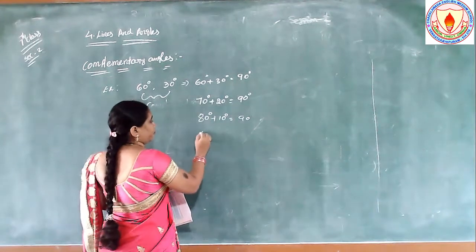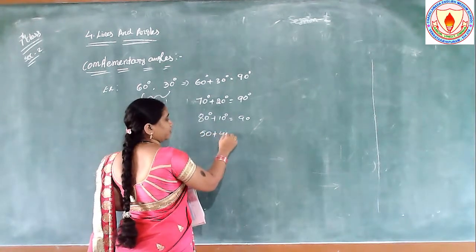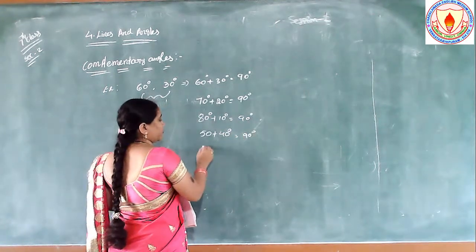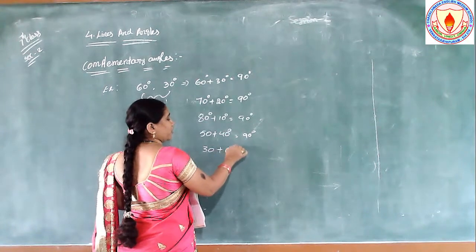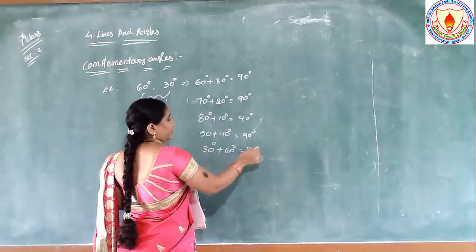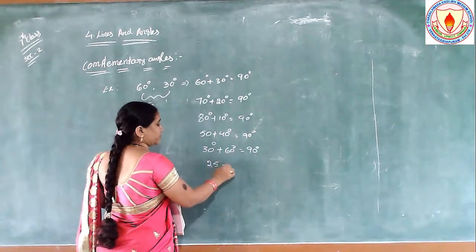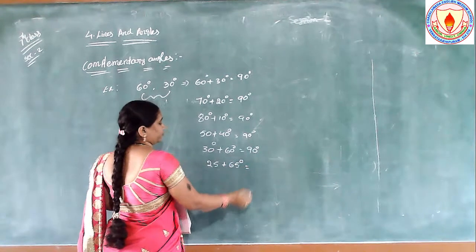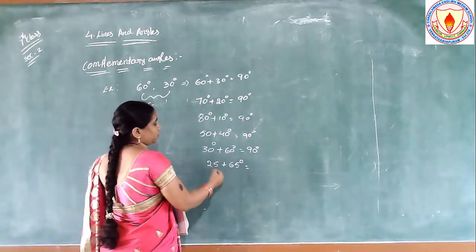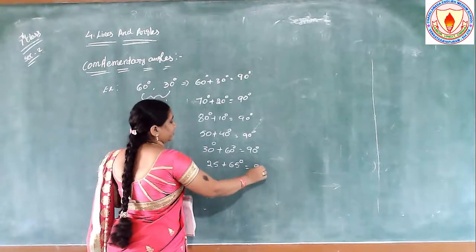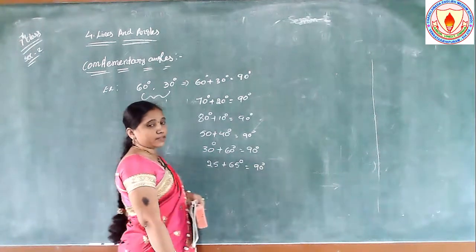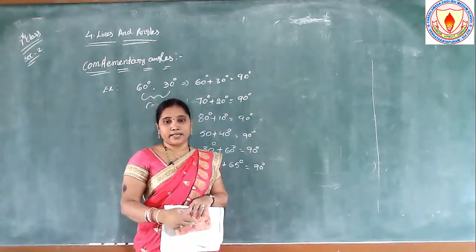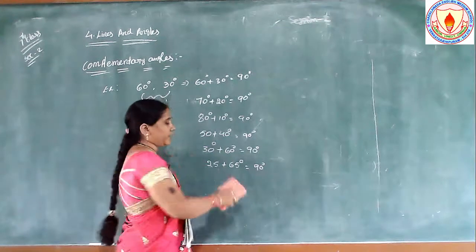Suppose one more example, 50 plus 40. This is also one pair. And suppose 30 plus 60. This is also complementary angles. Don't assume they are all like this, for example 25 plus 65. See, this is also 90 degrees. So this is also one pair, one example of complementary angles. Complementary means the sum of two angles is 90 degrees. Such angles are called complementary angles.